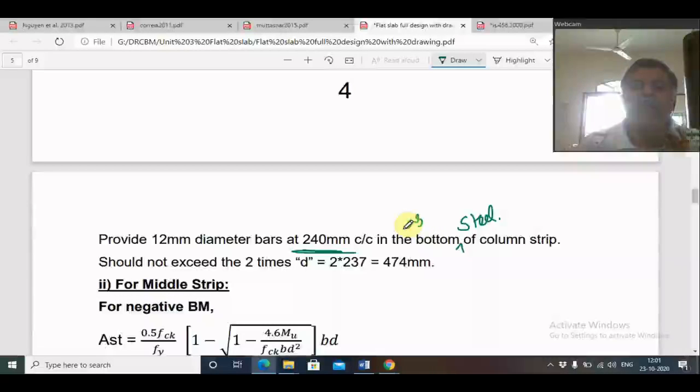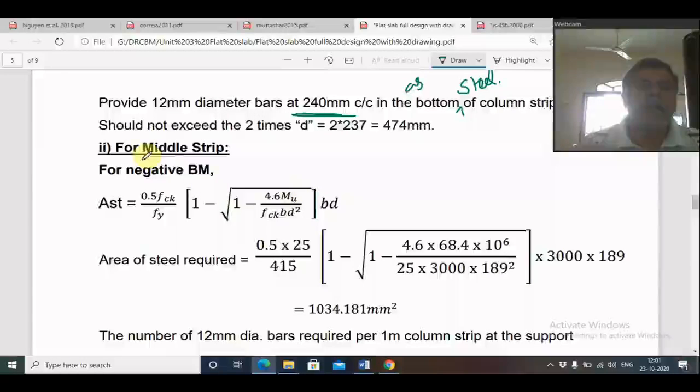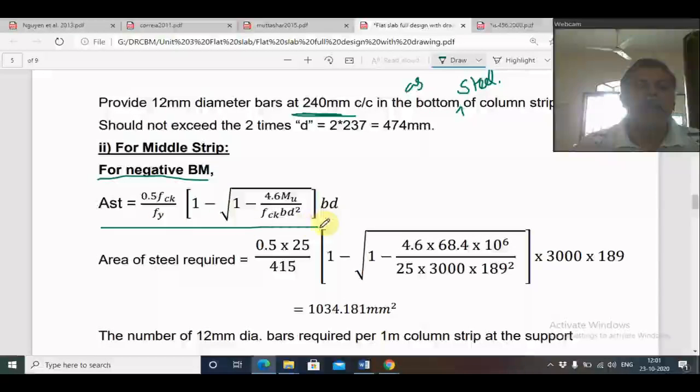Now my calculation is over for column strip. I have calculated for positive bending moment and negative bending moment. Similarly, I have to do the same calculation for the middle strip. I will quickly go through this one. For middle strip, let me consider the negative bending moment first. You know the formula. In this formula, we have to substitute the appropriate values: the bending moment, then effective depth and the breadth.